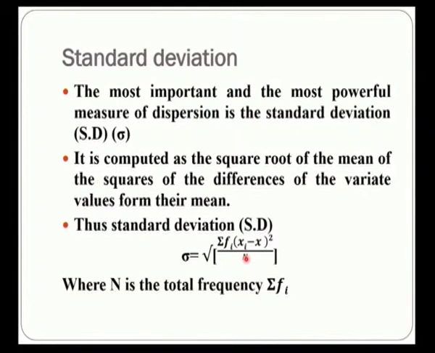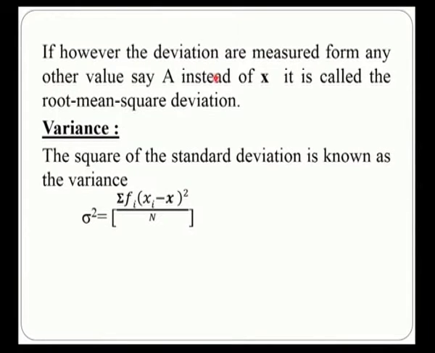Here this n is the total frequency, the summation of fi. If however, the deviations are measured from any other value a instead of the mean, it is called the root mean square deviation. So, in standard deviation itself another kind is there, that is called root mean square deviation. Here instead of the mean, some other value is assumed. From that value, how the samples are deviated, that is learnt by this root mean square deviation.